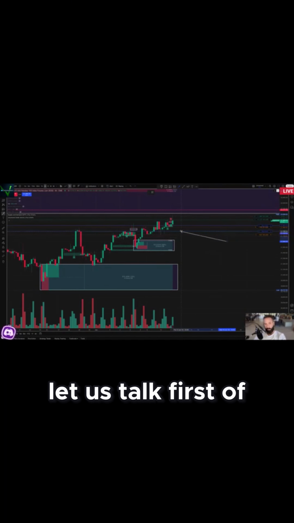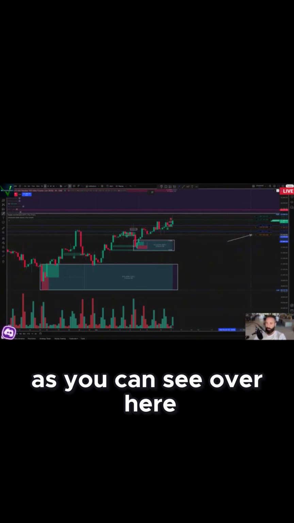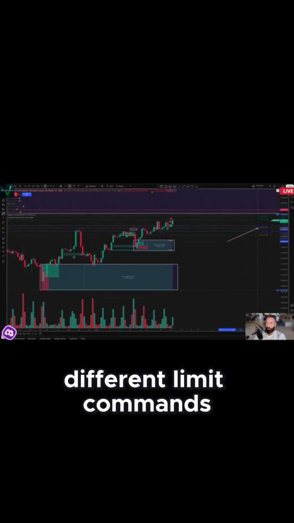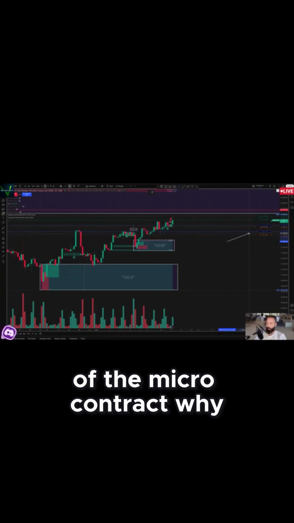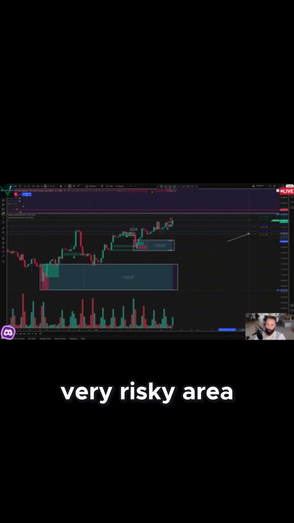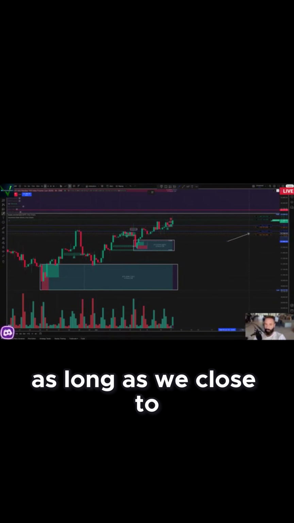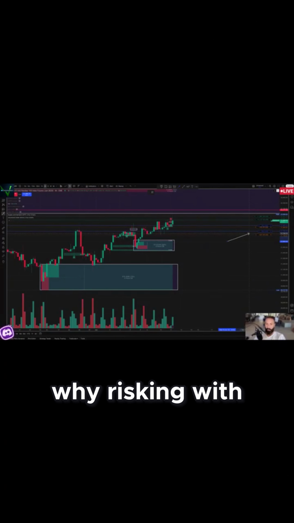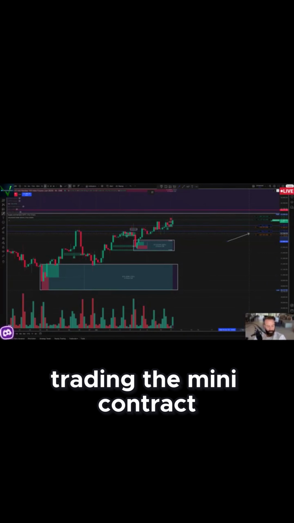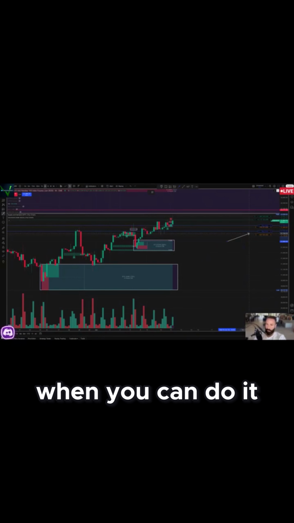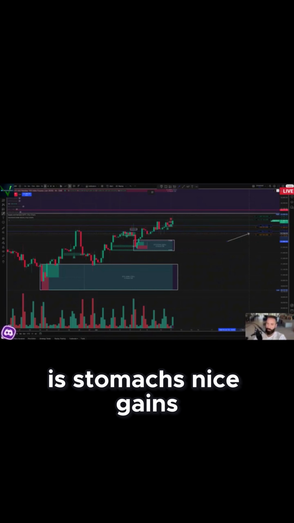So let us talk first off on the first station. As you can see over here, we're stationing 2 limit commands, different limit commands on a 5 contract of the micro contract. Why we chose the micro contract? Because we're in a very risky area. We understand that as long as we're close to the major area, the price can flip and reverse. Therefore, why risk trading the mini contract and be exposed to a high risk when you can do it on a small portion and still make nice gains?